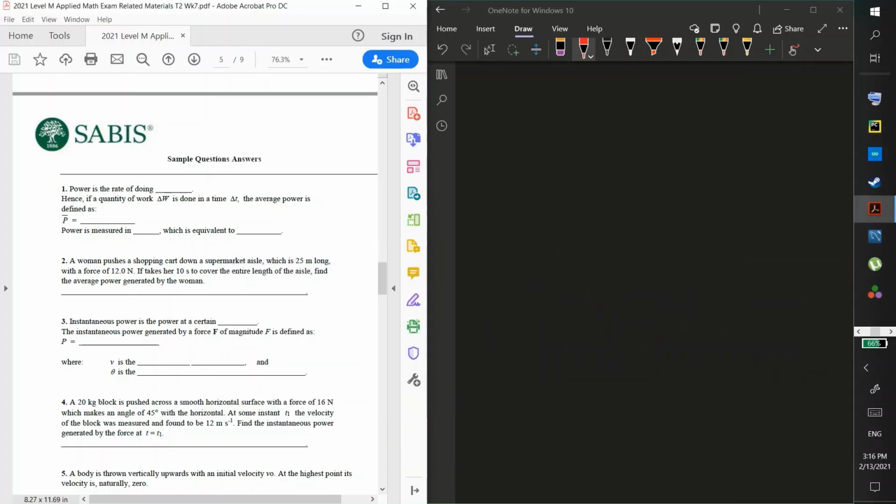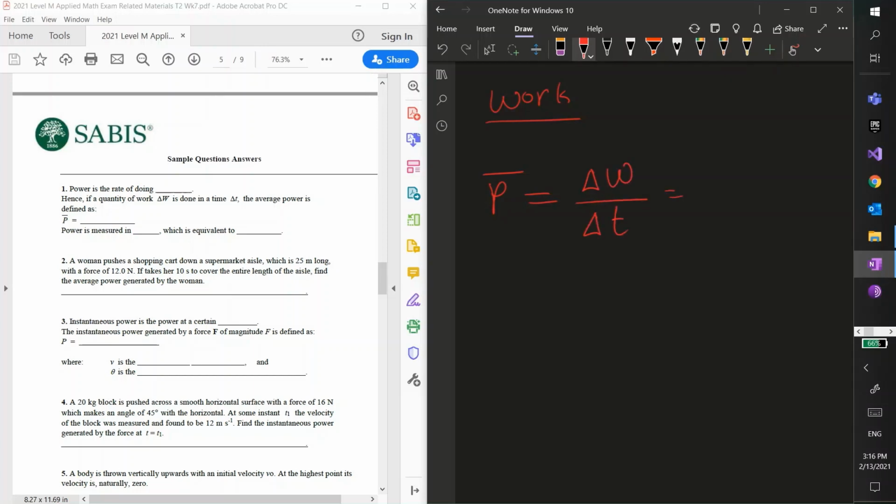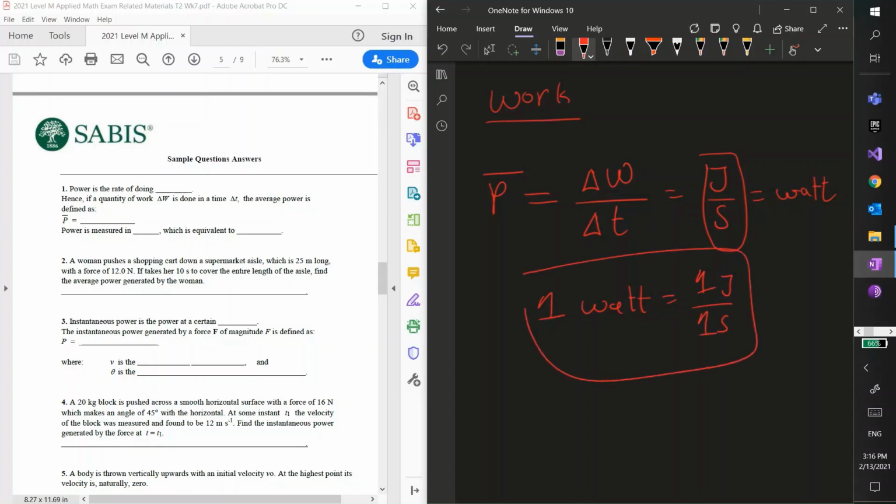Okay, so let's start. Question number one. Power is the rate of doing work. So the average power, and this means average, is the same thing as saying change in work over change in time. Work is measured in joules, time is measured in seconds. Together, joule divided by second is called a watt. 1 watt is 1 joule per second. And that's average power. Put some emphasis on average because later on you'll learn instantaneous power. So power is measured in watts, and a watt is the equivalent of saying joule per second.